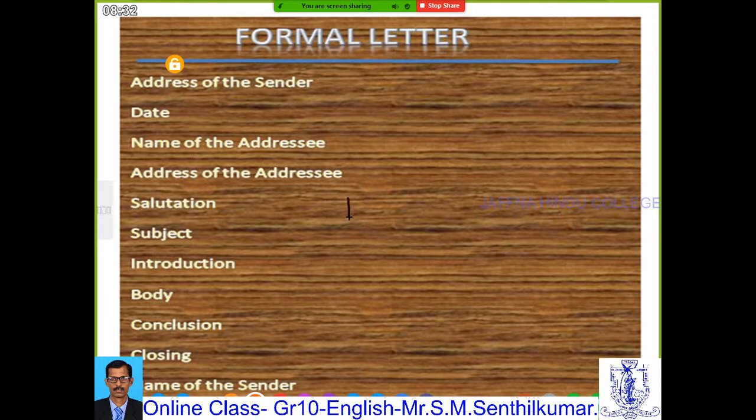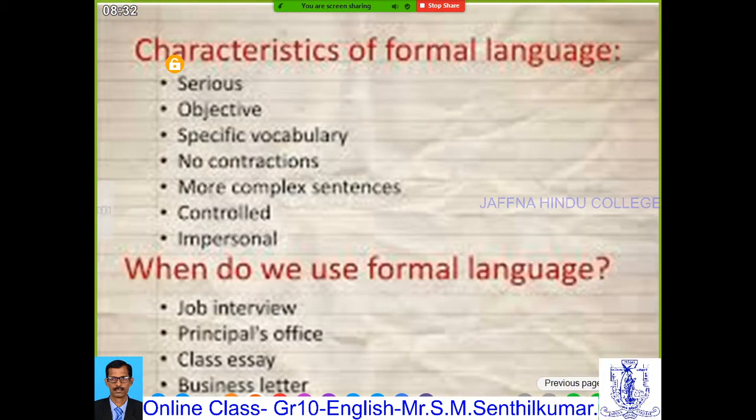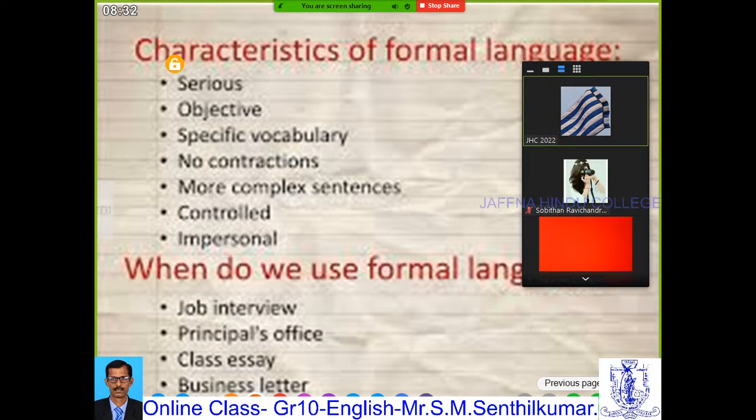That is why I tell you, right? All these points must be included in your formal letter, right? Okay. These ideas are kept in your textbooks also, right? Next. These are the theoretical part. Now I come to that, right?